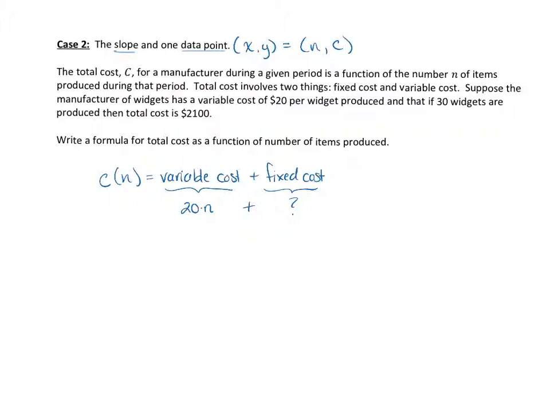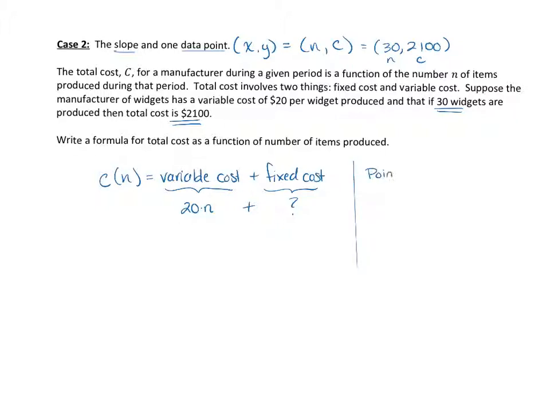So we're told that 30 widgets are produced. When 30 widgets are produced, the cost is $2,100. So that is the ordered pair (30, 2,100), where 30 is n and 2,100 is c. So notice I have a point and I also have my slope. So I'm going to write all that information down. I'm going to write down everything that I have.